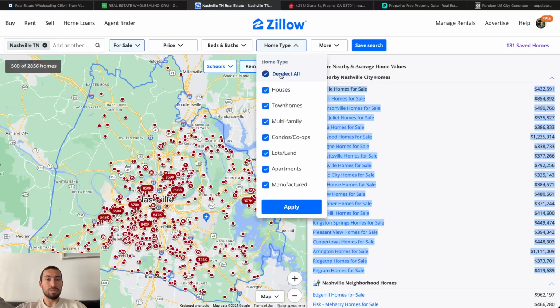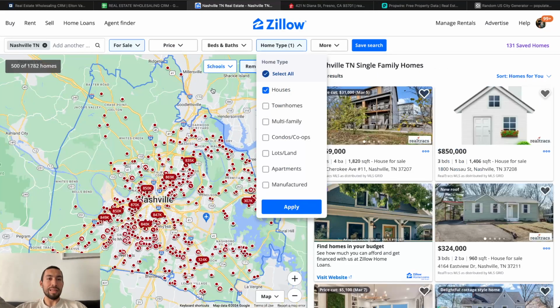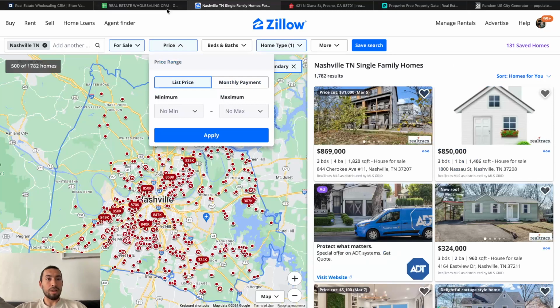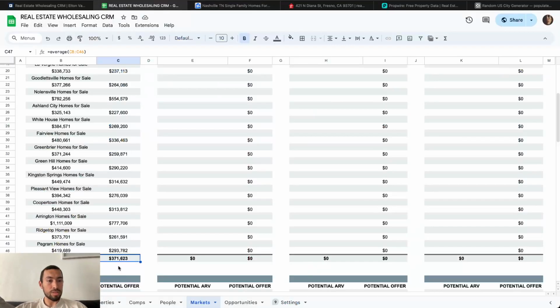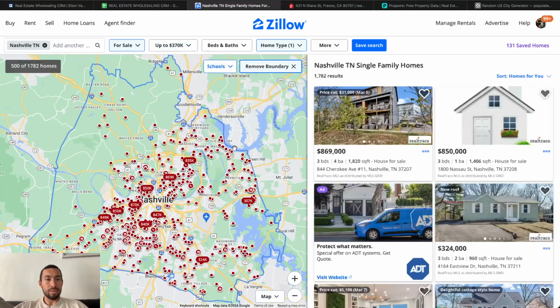So now I'm gonna be looking for single family homes. Let me apply that first. Bam, there's those. And then based on the calculator, the average price on all these combined is 370. So let me set a price point of $370,000, and bam, there it is.